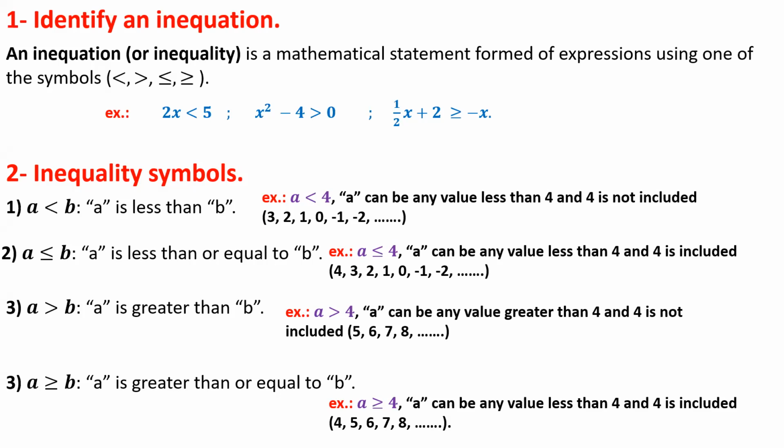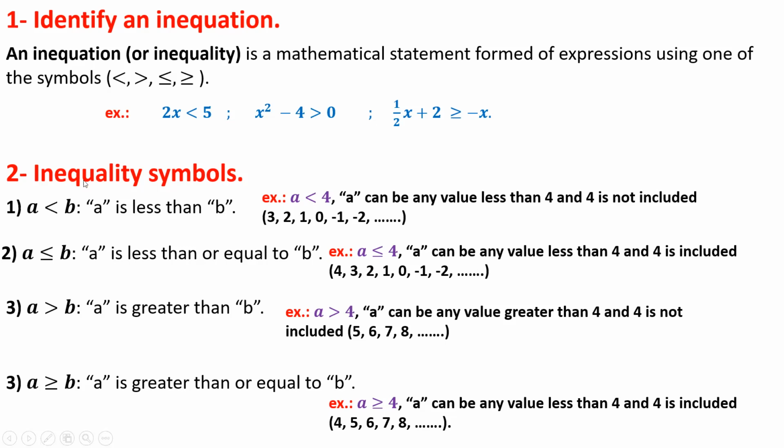For example of inequations, 2x less than 5, this is an inequation. On side 1, we have 2x. On side 2, we have 5. In between, we have the symbol less than. x squared minus 4 greater than 0. On the first side, we have x squared minus 4. On the second side, we have 0. In between, we have greater than. Half x plus 2 greater than or equal minus x. On side 1, we have half x plus 2. On side 2, we have minus x. In between, we have greater than or equal.